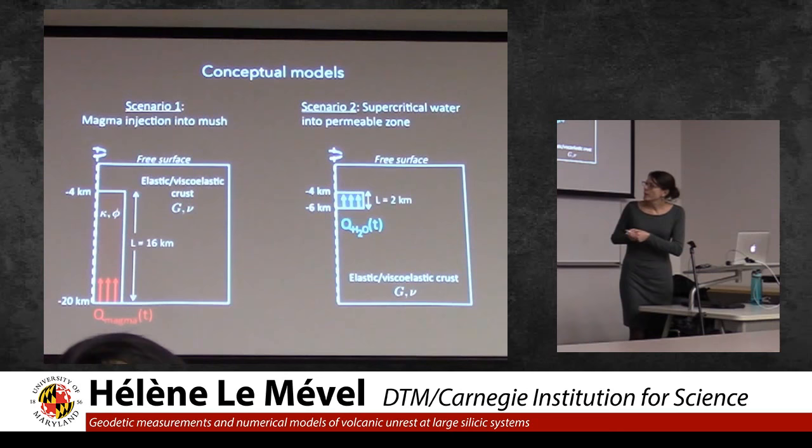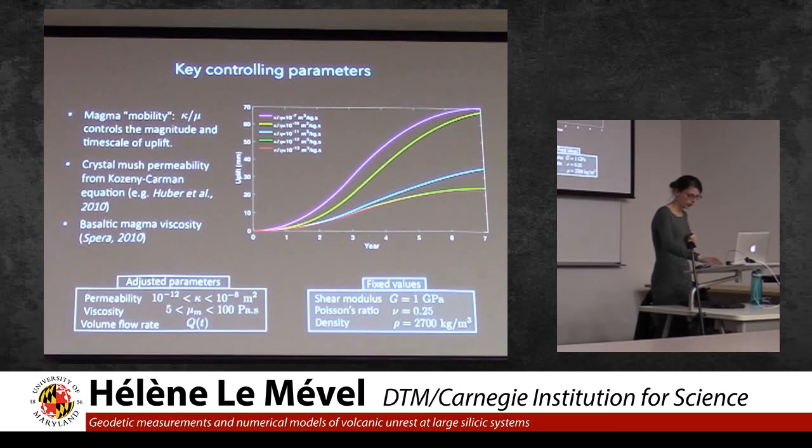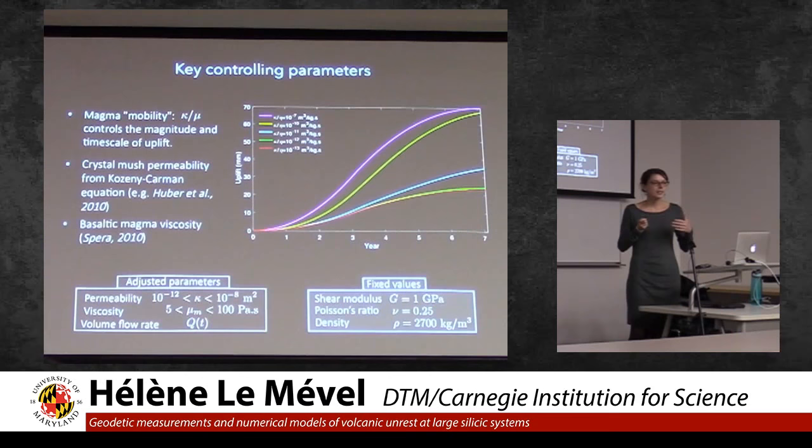Next, I will show you what I find by running sensitivity analyses of the various parameters. What controls the magnitude and the time scale of the uplift is the ratio of the permeability over the viscosity. I call this magma mobility. In petroleum engineering, they call it the oil mobility, so I call it the magma mobility. On this graph, you can see the resulting uplift curves based on different ratios of magma mobility. A higher ratio leads to more deformation and a shorter time scale, so a shorter tau.